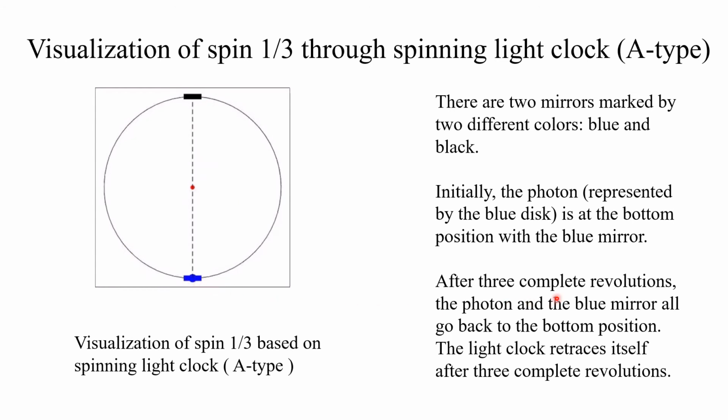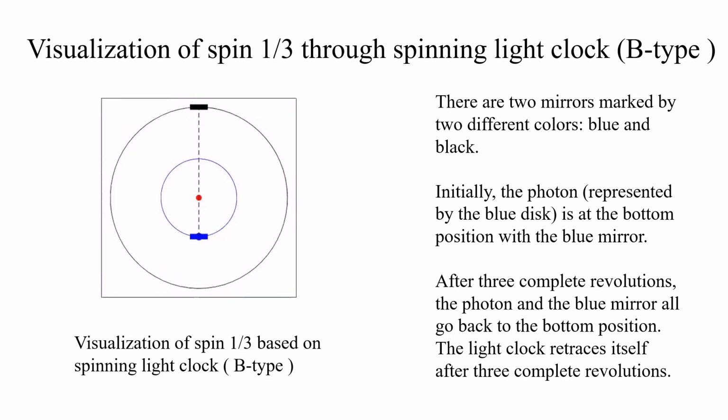After 3 completed revolutions, the photon and the blue mirror all go back to the bottom position. The light clock retraces itself after 3 complete revolutions. This is spin 1/3.